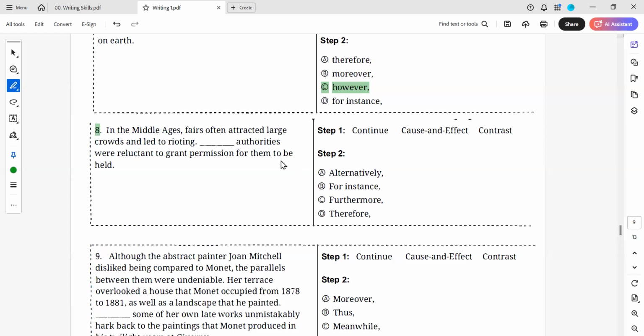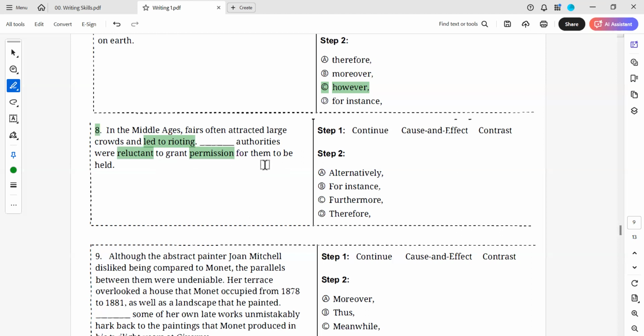Okay, time's up. So far, we have the correct answer from Saif and Basma. Still waiting for the others. What could be the relationship here between these two ideas? First one, they said furs often attracted large crowds and led to rioting. Then authorities were reluctant to grant permission for them to be held. They caused disturbance.